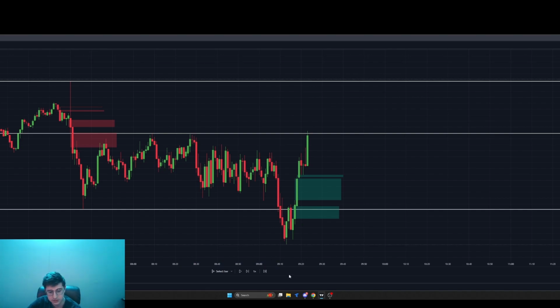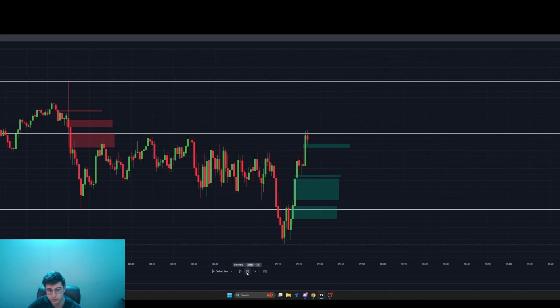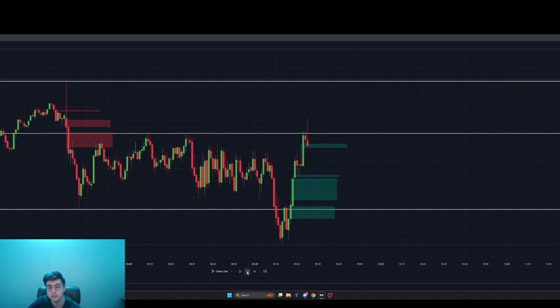We wait. Let's see what happens, right? Do we break yet? Nope. Next candle. All right, next candle's breaking. Do we enter yet? Do we enter now? Yes or no? Do we enter now?